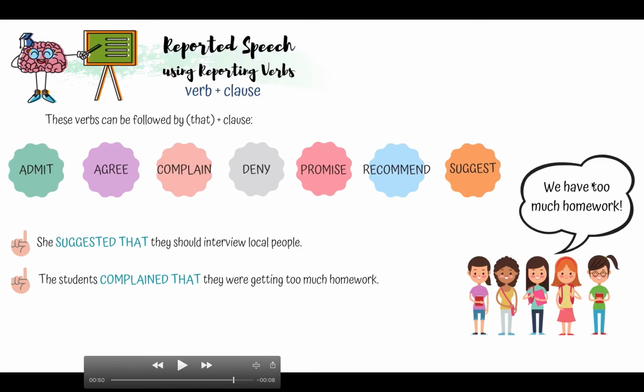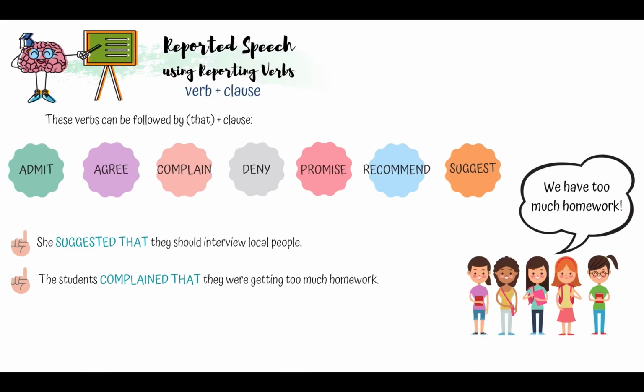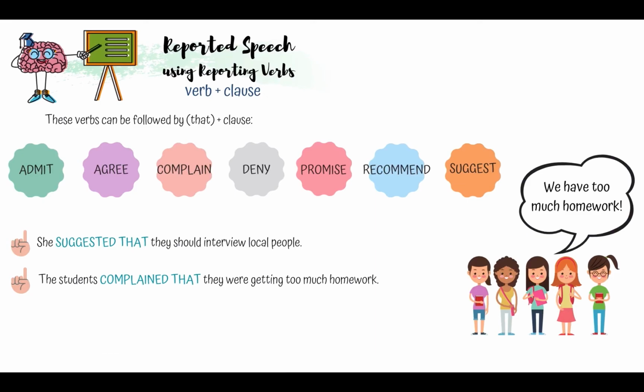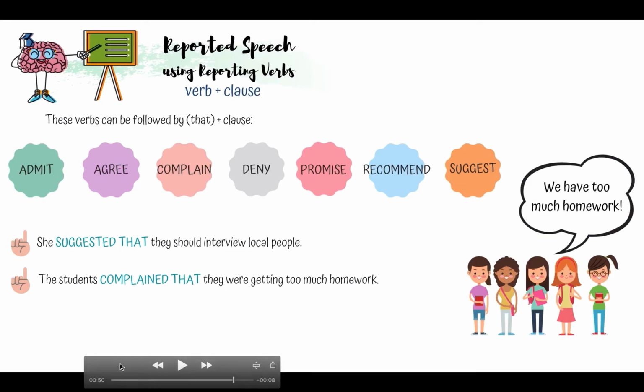Okay? We have too much homework. Again, we're trying to find out what type of language is being used. So if we have too much homework, well, it's a complaint. We're complaining about having too much homework. So complain is a verb that we can use with a clause using that or not. So the students complained they were getting too much homework, or the students complained that they were getting too much homework.